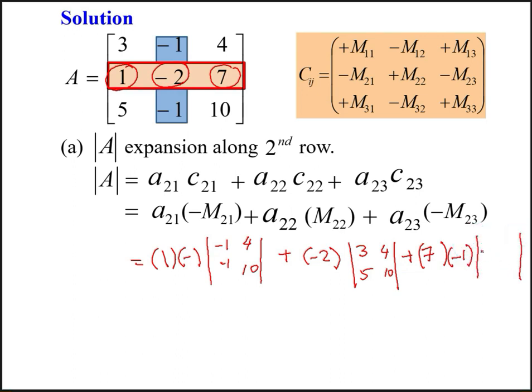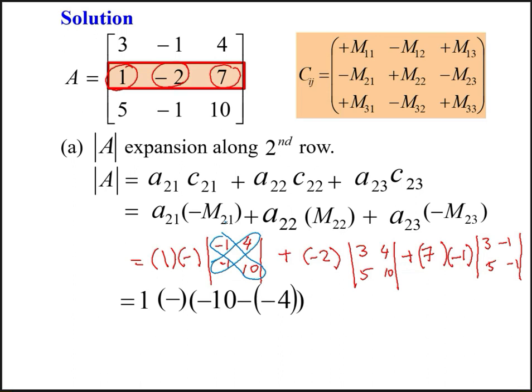M23 means deleting the second row and the third column. Write down the remaining numbers. Next, you can just write this down and solve for the determinants. Remember, it's the butterfly, AD minus BC. -1 times 10 is -10 minus -1 times 4, which is -4 there. Do this step by step because most of the students always make careless mistakes here while solving their determinants of the 2 by 2 matrices.